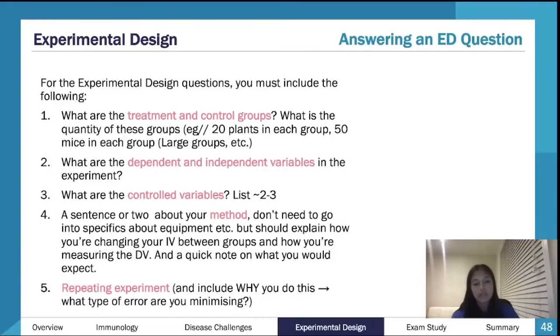So really be mindful of that. But at the same time, don't be too brief. You need to give a proper explanation of what you're doing. And lastly, repeating the experiment. Talk about this idea of your reliability or your repeatability, that sort of thing. And talk about how you're minimizing your random errors through that.